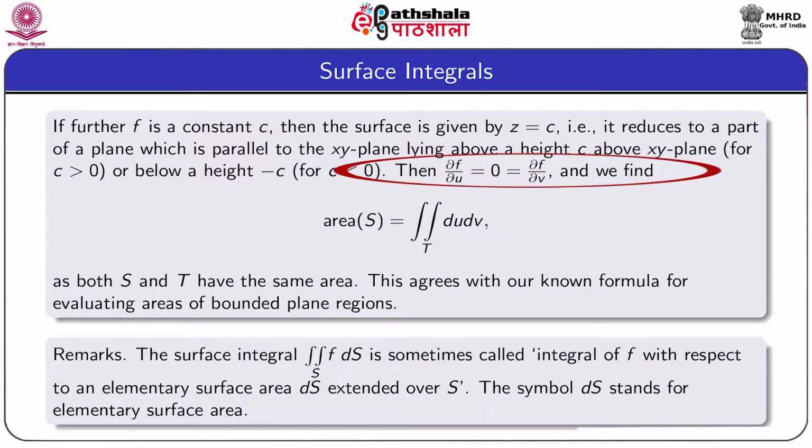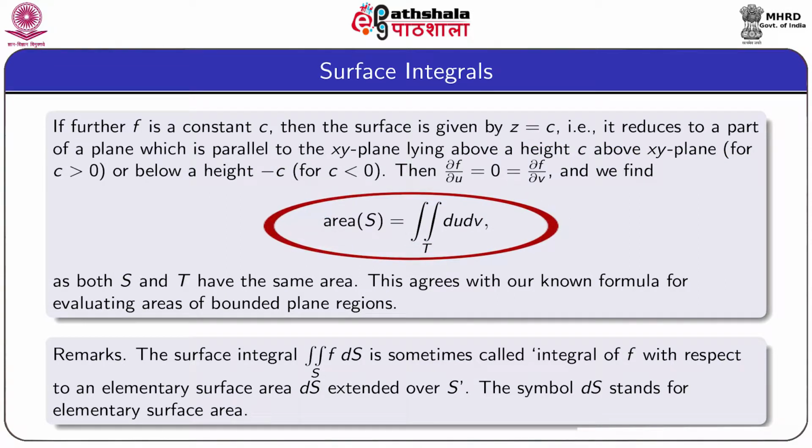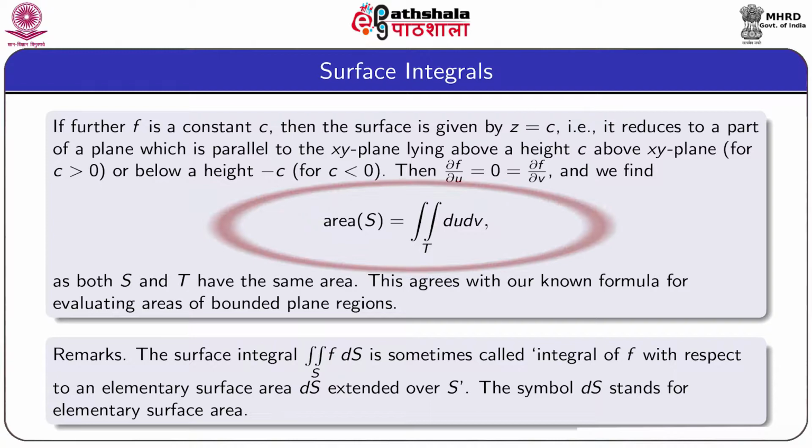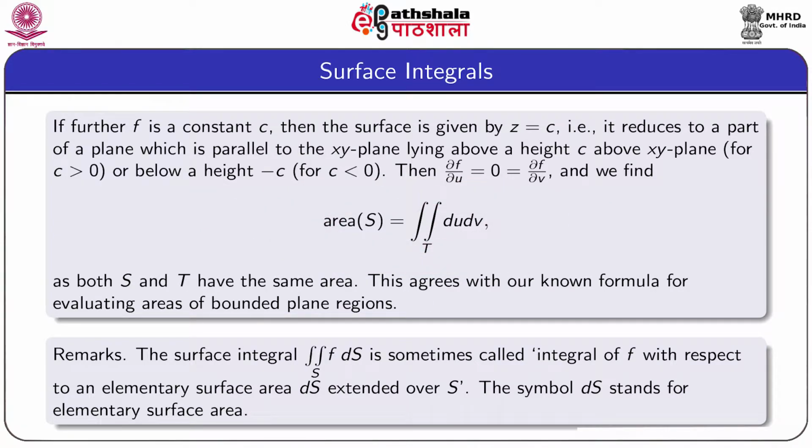Then del f del u and del f del v both are 0, and we find that area of S equals double integral over T du dv. As both S and T have the same area, this agrees with our known formula for evaluating areas of bounded plane regions.